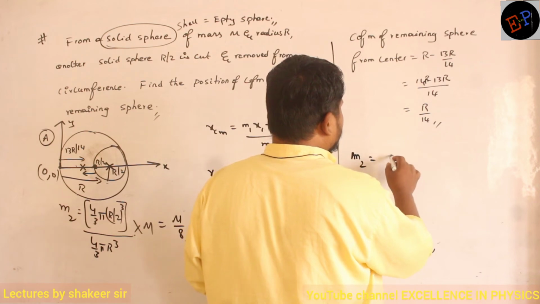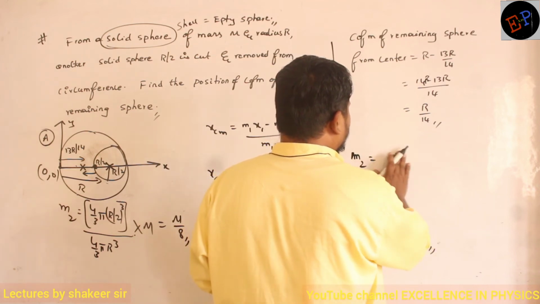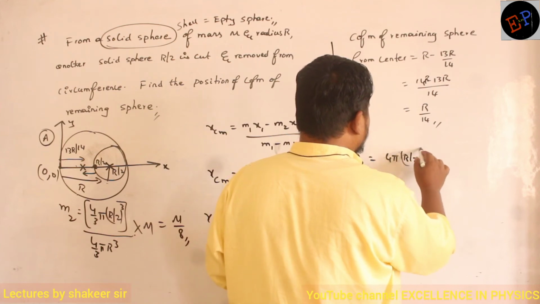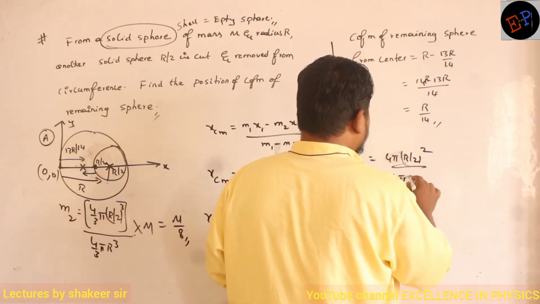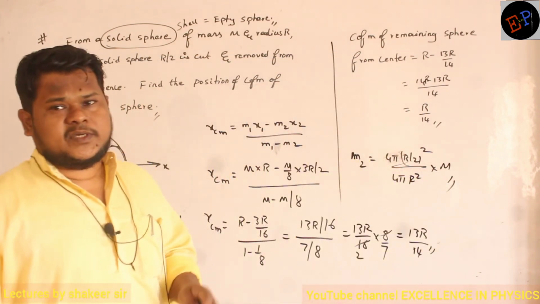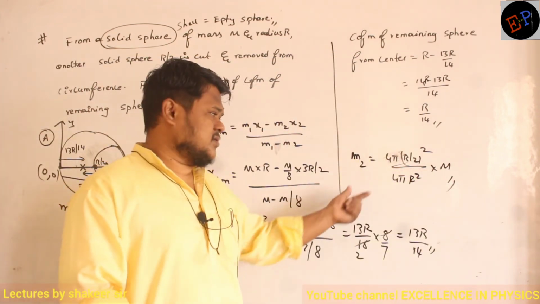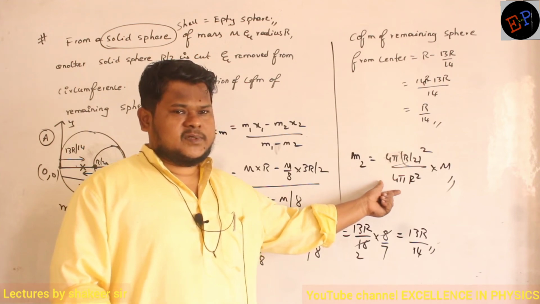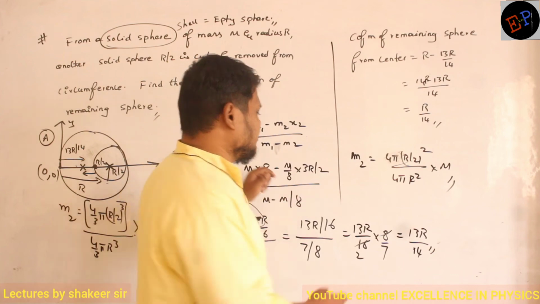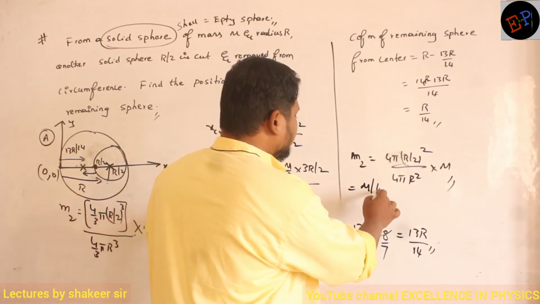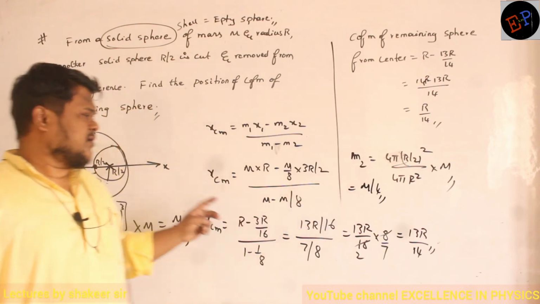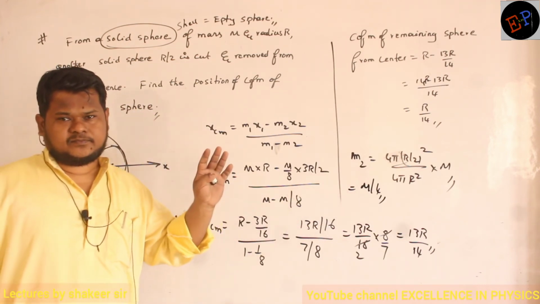So it is 4 pi r by 2 whole square divided by 4 pi r square multiplied by total mass. That's all. Because surface area of a shell is 4 pi r square only. Understood now? So 4 pi r square gets cancelled. What am I left with? I am left with m by 4. So removed mass you can take m by 4 and remaining calculation is as usual.